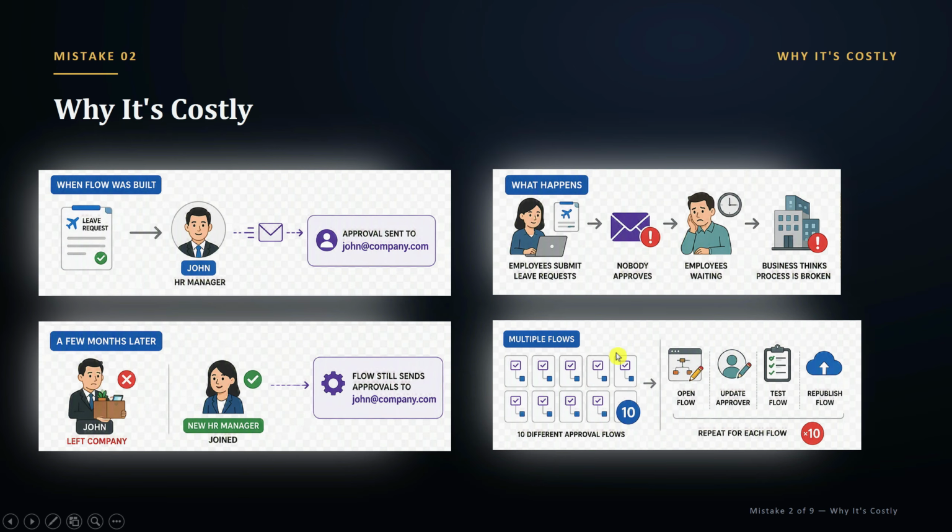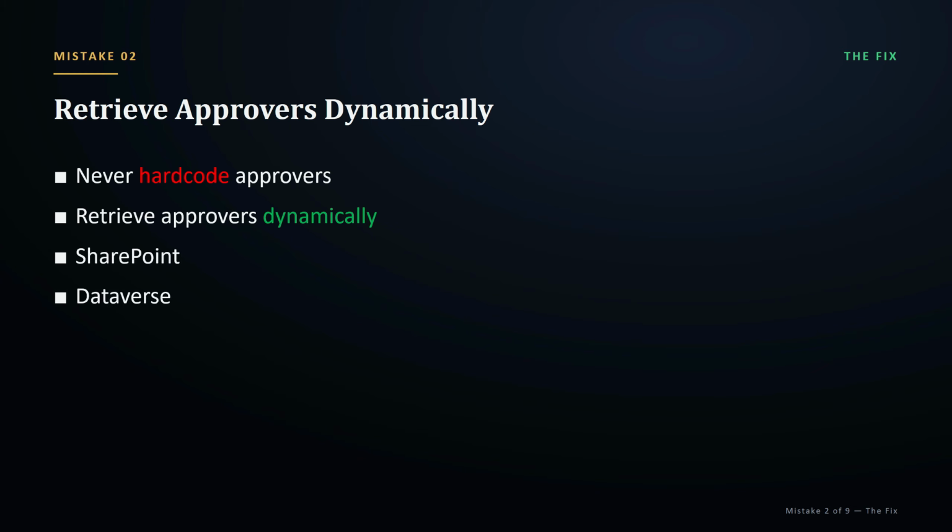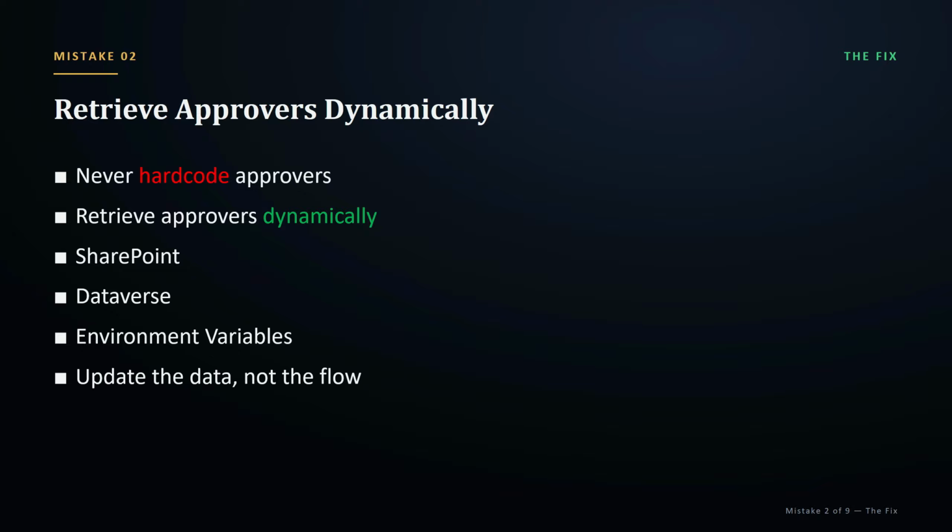Now imagine you have 10 different approval flows. You have to open, update, test, and republish every single one. That's a maintenance problem you could have avoided. Never hardcode approvers unless they are guaranteed to never change. Instead, retrieve approvers dynamically, store approvers in SharePoint, Dataverse, or environment variables for business roles. That way, when people change, you update the data, not the flow. Rule of thumb is configure approvers, don't hardcode them.